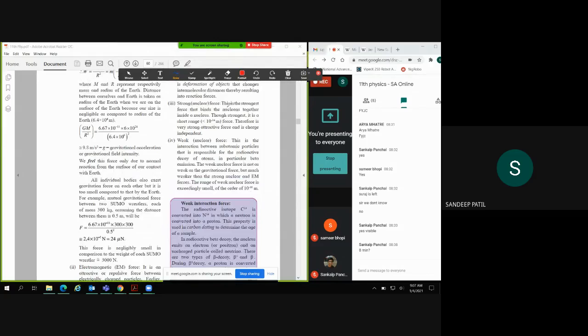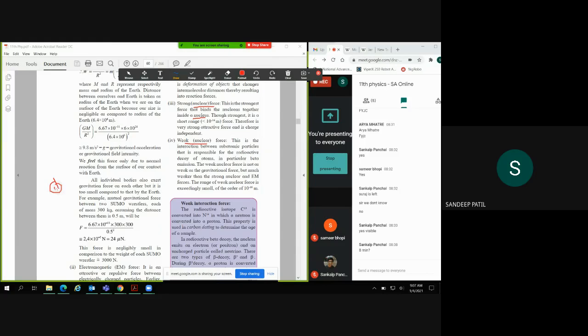So this is a nuclear force. This is the strong nuclear force. There are two nuclear forces: the strong nuclear force and the weak nuclear force. The strong nuclear force is the strongest, and it binds nucleons together inside a nucleus. Till now we have studied atomic models in our physics, right?